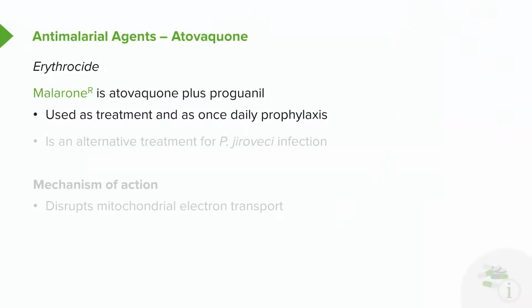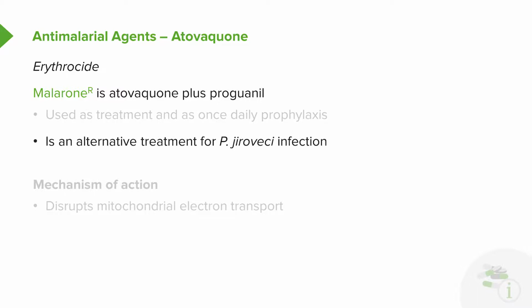Atovaquone is another agent that we use for the prevention and treatment of malaria. We consider this an erythrocide agent. Now, Malarone is atovaquone plus proguanil. It's a very, very commonly sold pill in the United States. It's used as treatment and as once-daily prophylaxis. It's an alternative treatment for patients who have a certain brand of malaria called Plasmodium jirovecii infections.